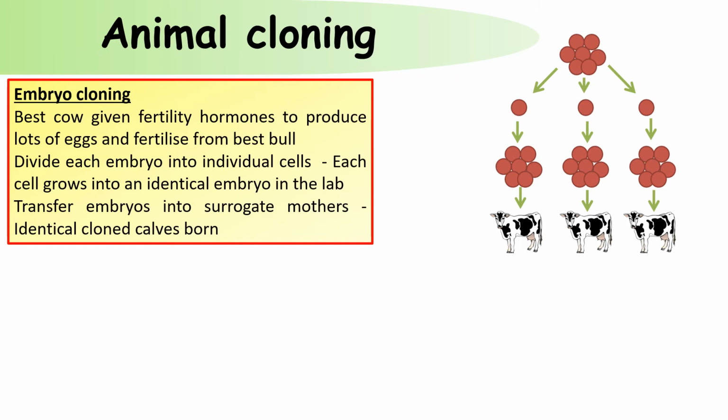In animal cloning, there are two main forms. The first form is embryonic cloning. In this, the best cow is given fertility hormones to produce lots of eggs and fertilized from the best sperm. Each egg divides into an embryo of individual cells. Those cells are then separated and grown into individual embryos. These fully grown embryos are then implanted into surrogate mothers.